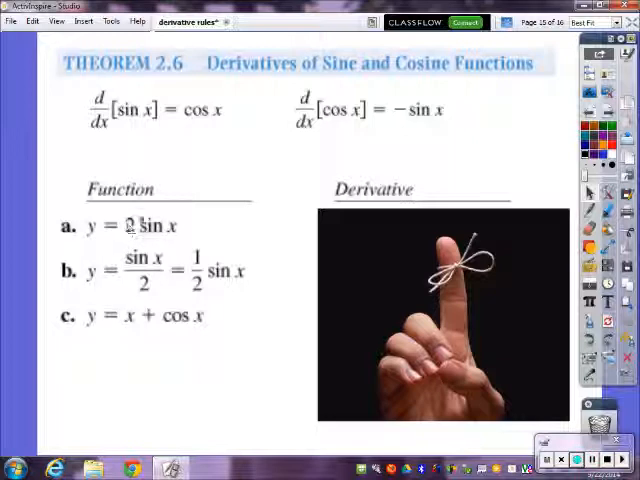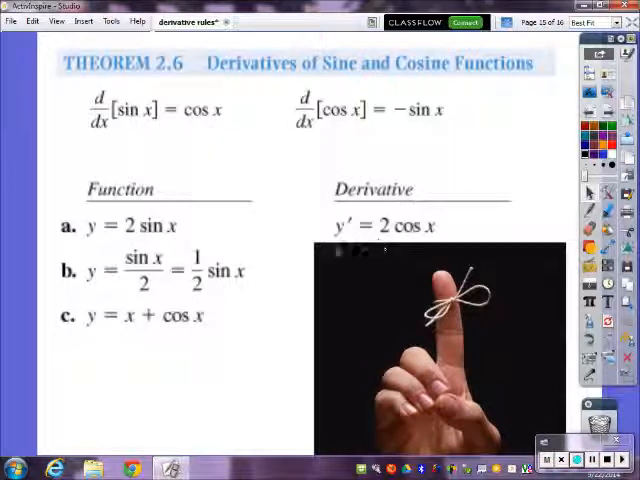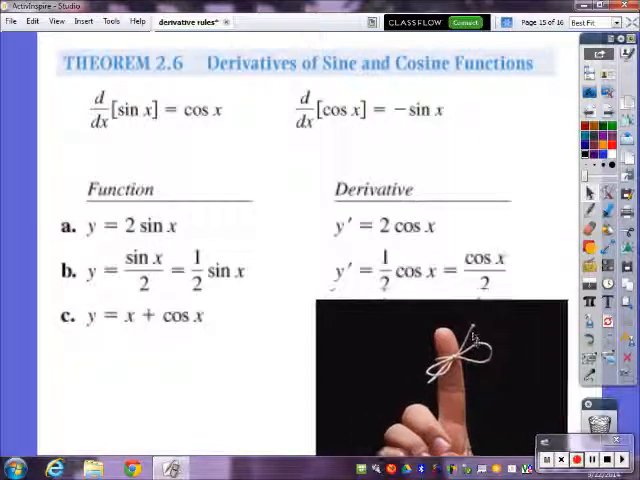So for a, this 2 is being multiplied by sine of x. So I could take the derivative of sine of x, which I know is cosine of x, and just carry the 2 over. So y prime would be 2 cosine of x. For b, remember, if I have a function over a constant, I can pull that constant out as a fraction. So this becomes just like a, but with a 1/2.